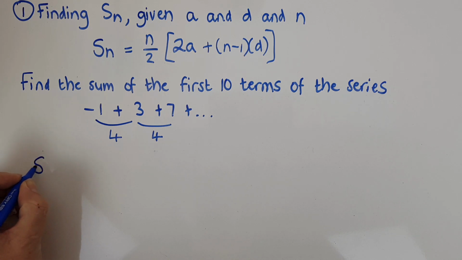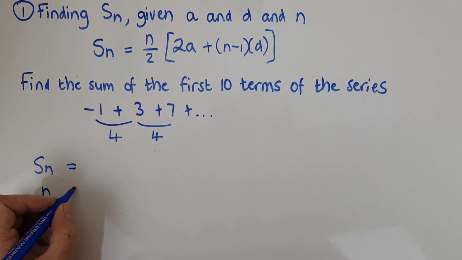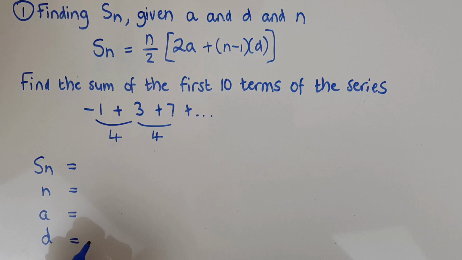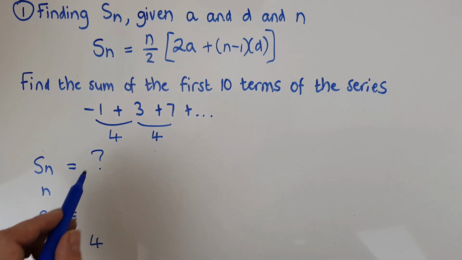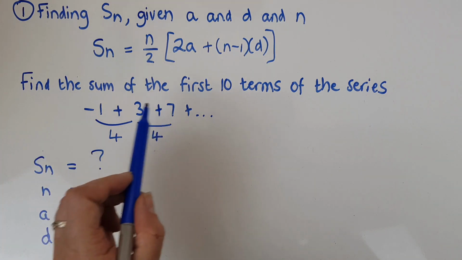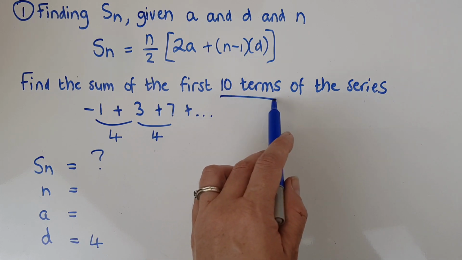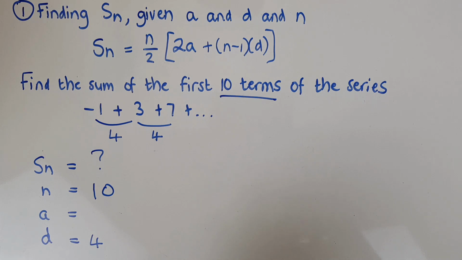I'm going to say Sn is one of them. N is one of them, A, and D. D I just calculated as 4. Sn is the one I don't know. N is 10 because they asked that of me. They said find the sum of the first 10 terms. So N is the number of terms, so that's a 10 over there. And A I already have as -1.